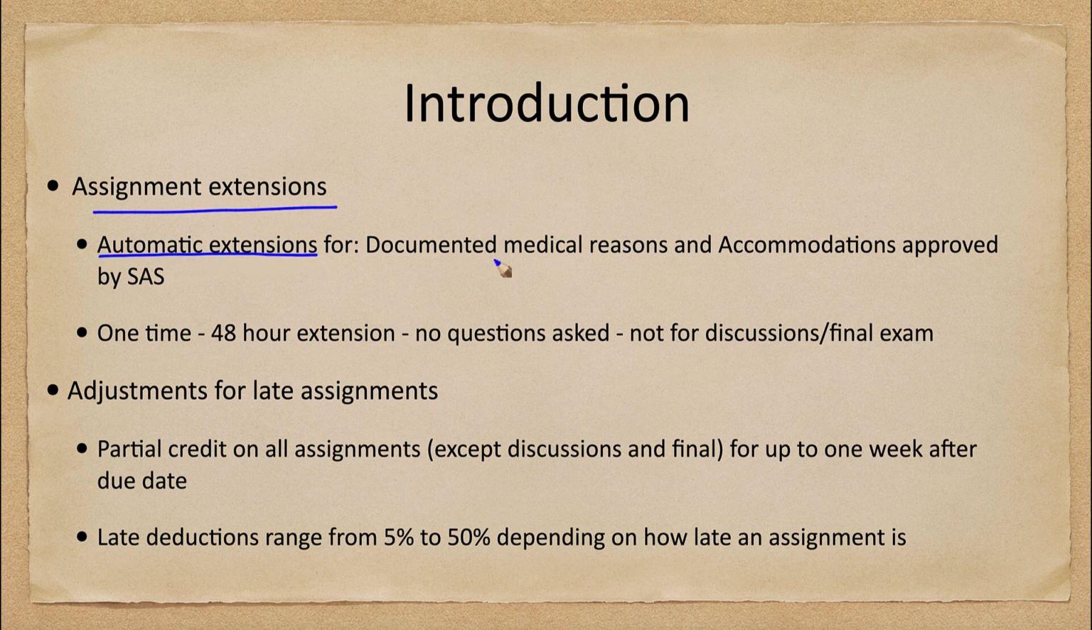automatic extensions. That would be a documented medical reason, whether for the student or a close family member. All I ask them there is just a doctor's note saying how long they should be excused from work or school, so that I can make adjustments to the schedule based on that. The other is accommodations that are approved by Student Access Services here at the college. So if they have an accommodation approved that gives them an extension if they need it, then that is the other thing. There are no questions about those; they are automatically done.